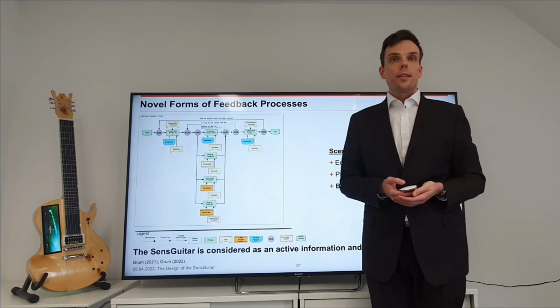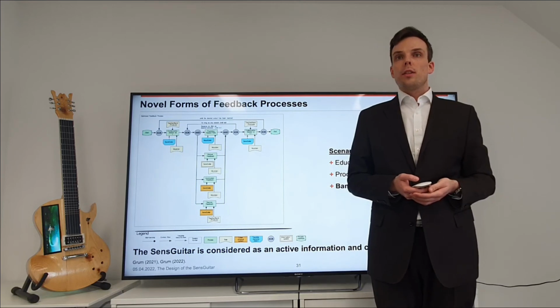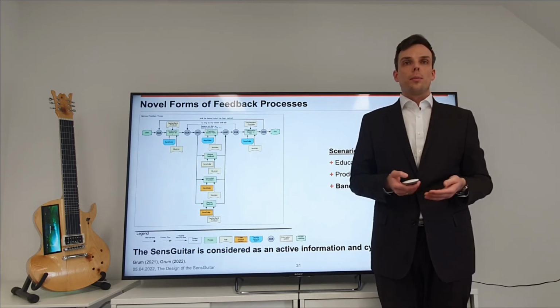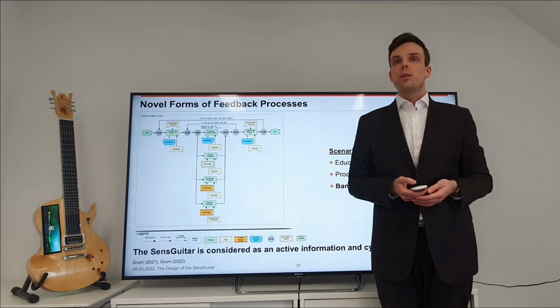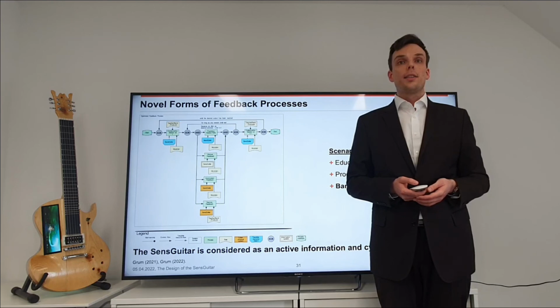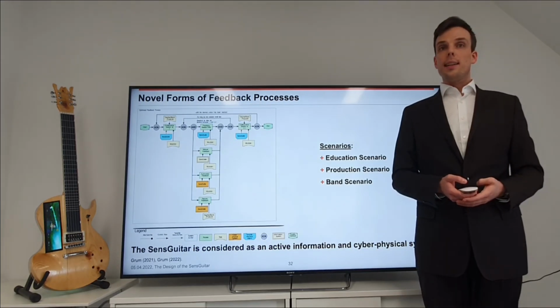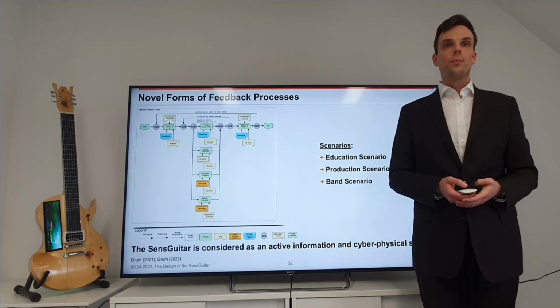Okay, having faced the band scenario and its knowledge transfer situations, one can recognize the following. The musician is supported by design because the SensGuitar is considered as active IT system and cyber-physical system in addition. Let's come to an interim conclusion.